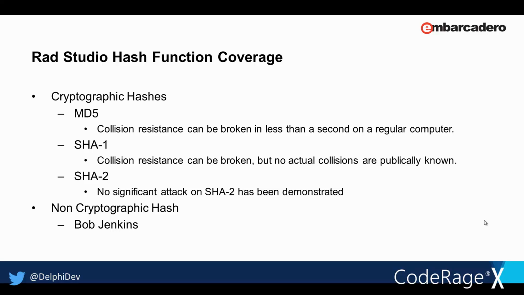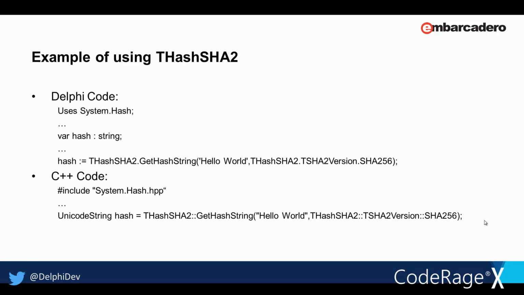RAD Studio also ships with one non-cryptographic hash called Bob Jenkins. Hashing has many uses outside of cryptography, and it should be noted that security-based hashing algorithms may be used for non-security purposes as well.